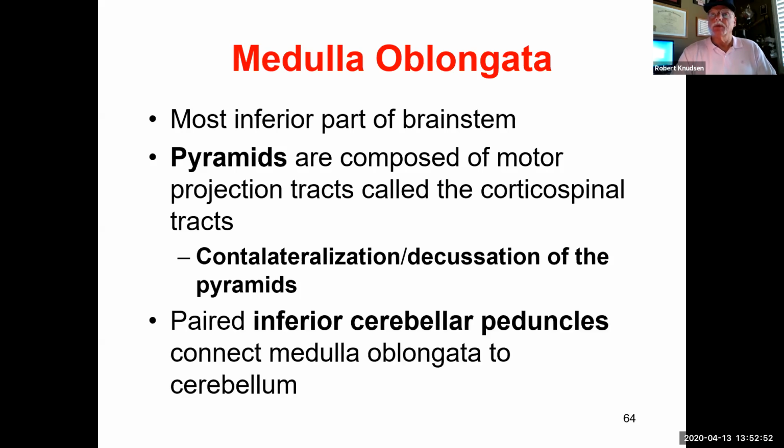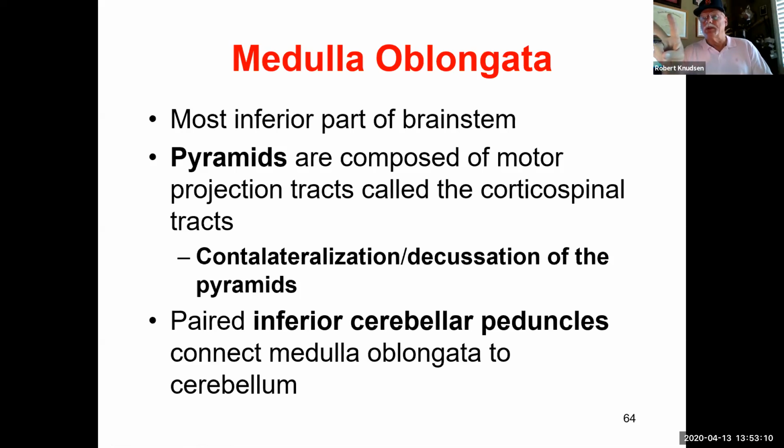The medulla is connected to the cerebellum by way of the inferior cerebellar peduncles. You know what that is now. Okay. Oh, I remember what I was talking about.